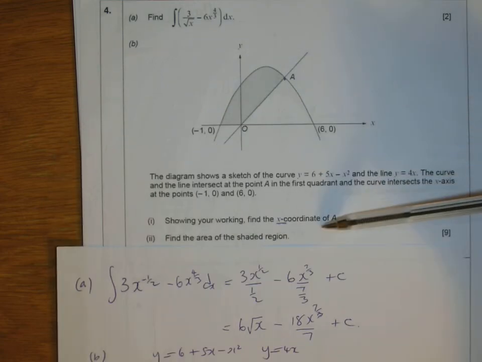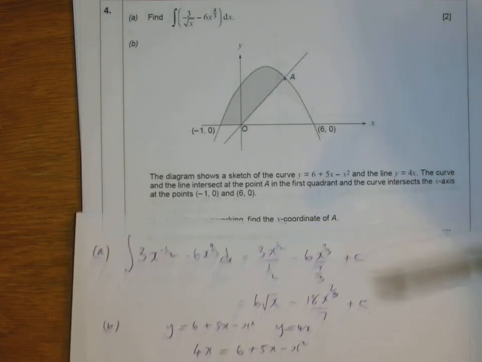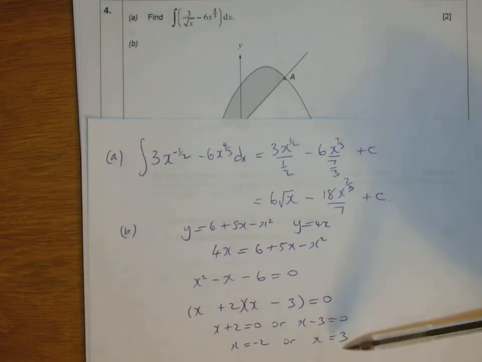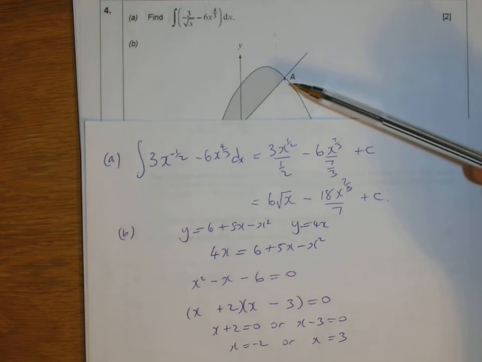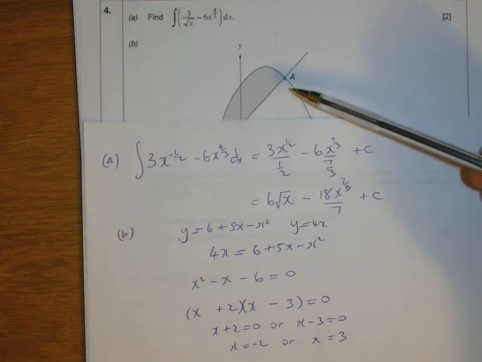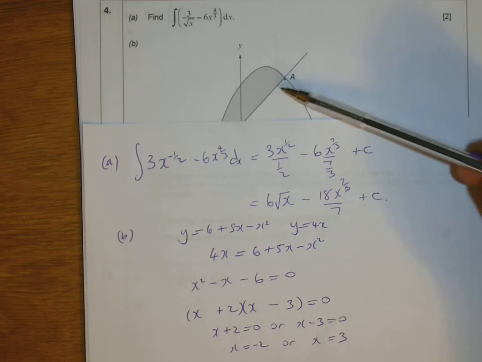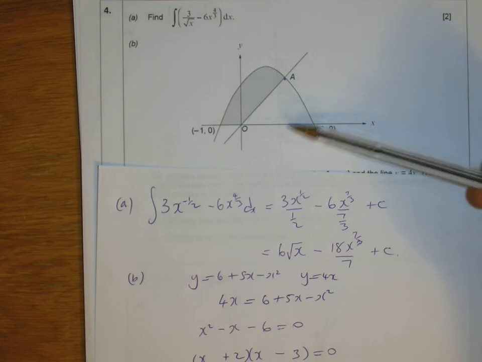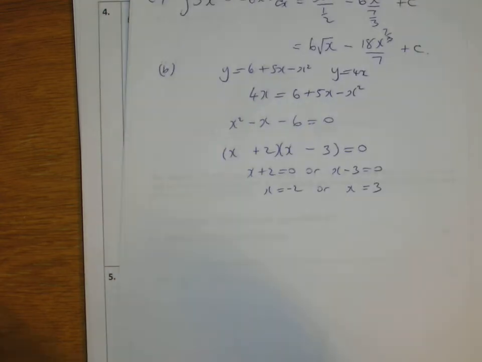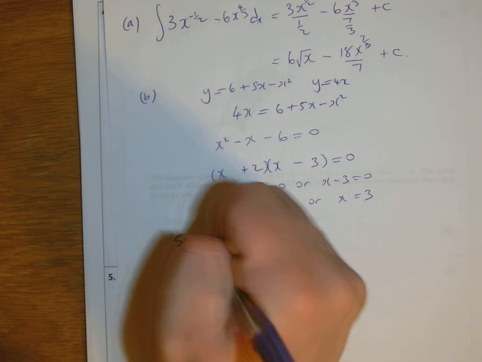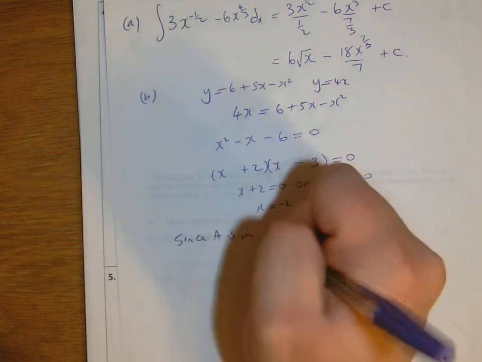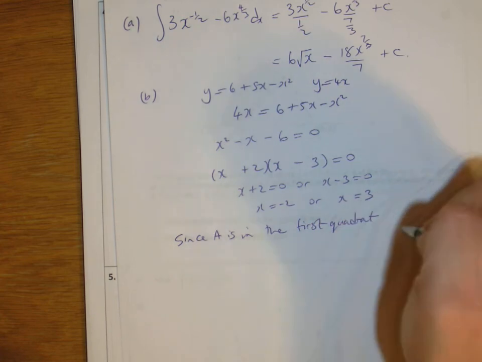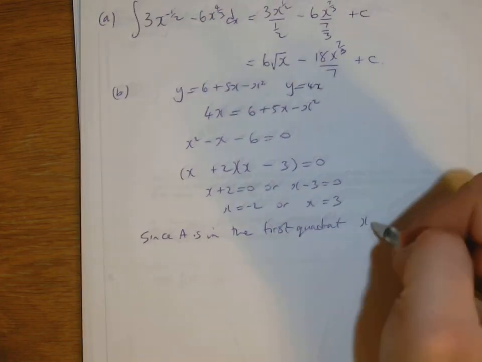And they want the x coordinate of A. Now we've got 2 answers, x is minus 2 or x is 3. Of course, A could only have one answer. There's only one value for x. Just think about it logically. What could that be? Could it be minus 2 or could it be 3? And if you think about it, it's positive x values, so it has to be 3. So you can say, look, since A is in the first quadrant, as the question states, the x coordinate must be 3.